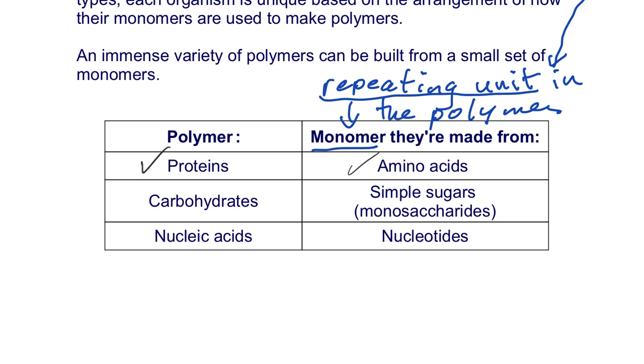A carbohydrate can be a polymer with the monomer, the repeating subunit, being a simple sugar, like a monosaccharide, like glucose. A carbohydrate polymer could be like starch. Starch is made up of a whole bunch of glucose molecules bonded together. Nucleic acids, the repeating subunit or monomer is the nucleotide. We'll get into all this in more detail.